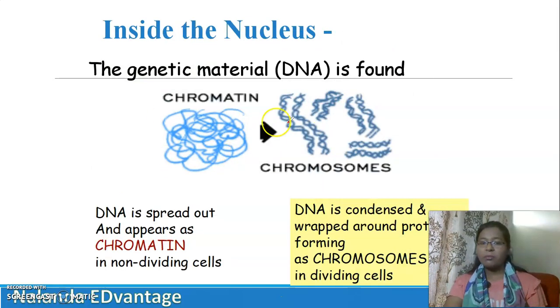Similarly, your chromatin fibers condense into chromosomes. Your DNA appears as chromatin in non-dividing cells, whereas when the cell divides, it is condensed and wrapped around proteins. Which proteins? They are the histone proteins. They are known as chromosomes in the dividing cells. These become condensed at the time of cell division.